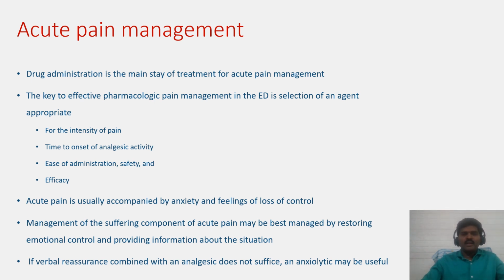Acute pain is usually accompanied by anxiety and a feeling of loss of control. So you need to manage them. You can use one of the benzodiazepines along with your pain medications. The suffering component of acute pain may be best managed by restoring emotional control and providing information about what exactly is happening, how much damage the patient has undergone, and developing a proper rapport between patient and caregiver. If verbal reassurance combined with analgesic does not suffice, you can go for an anxiolytic like a simple benzodiazepine like lorazepam or midazolam.